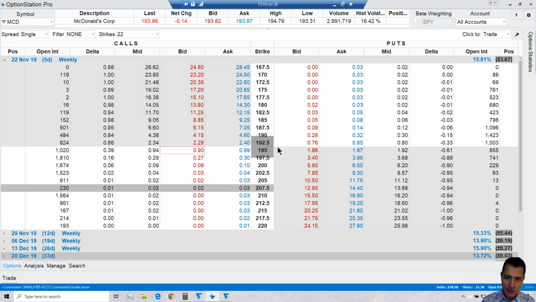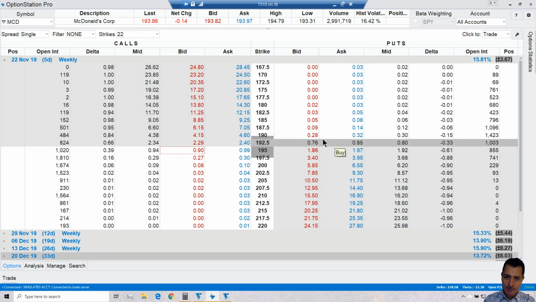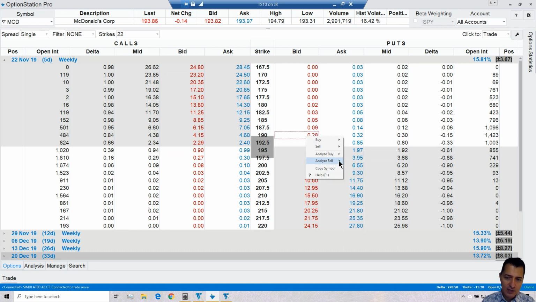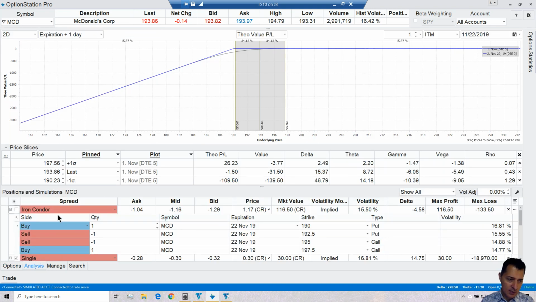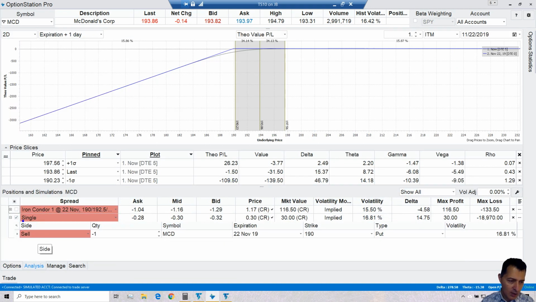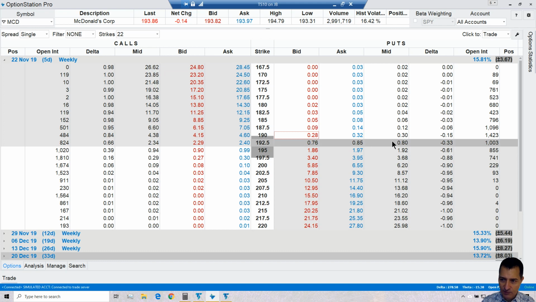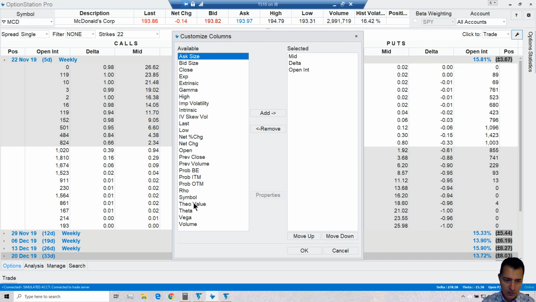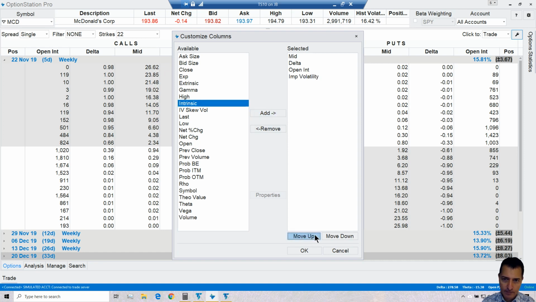And what I would like to do now is just pick any option. So for example, I'm just going to pick the 190 put. So what if I only sold one option? Sell the 190 put. So if I only sold one option, notice that now the iron condor is unchecked where the put is checked. So that put has an implied volatility of 16.81. Where do I see that? Well, I need to add the column, so let me add it. So volatility, implied volatility. Here we go. We'll move it up by 1.